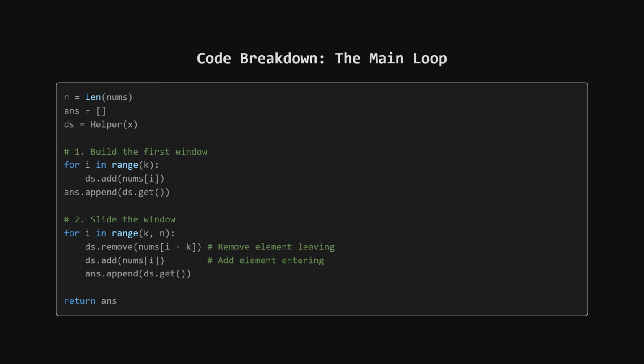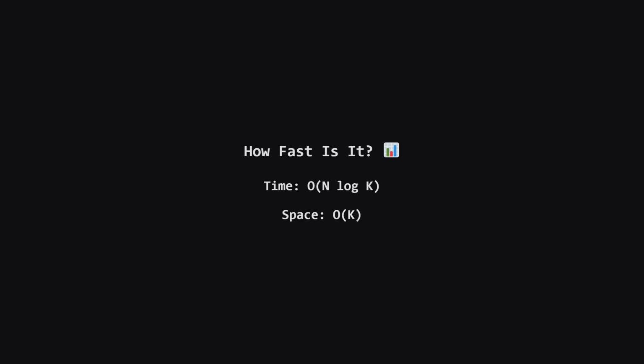For every other position in the array, it removes the element that's falling off the left side of the window, adds the new element from the right side, and gets the new x sum. So how fast is this solution? The time complexity is big O of n log k.